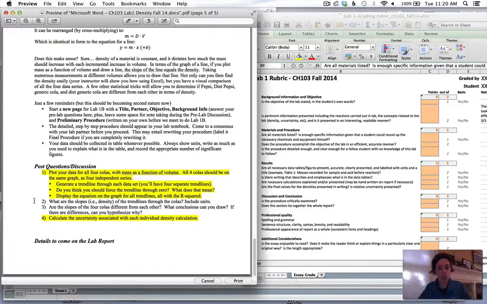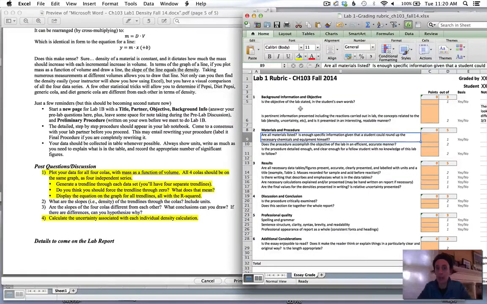The other questions are things that you can kind of answer in words in the writing of the results and discussion questions. Looking at the rubric real quick, this is basically a checklist of questions that you should go through to see that you've done everything that I've asked for.